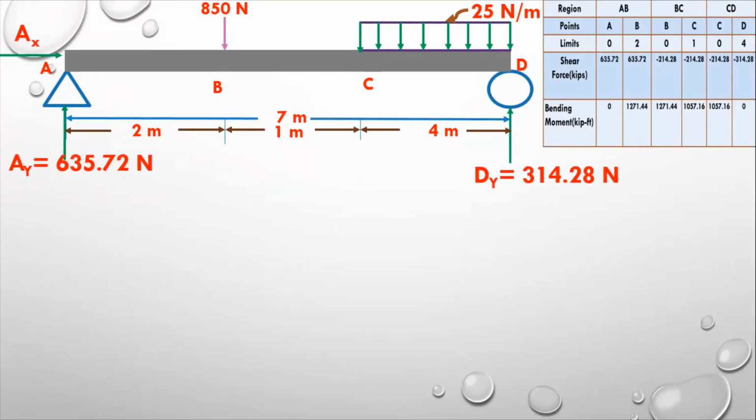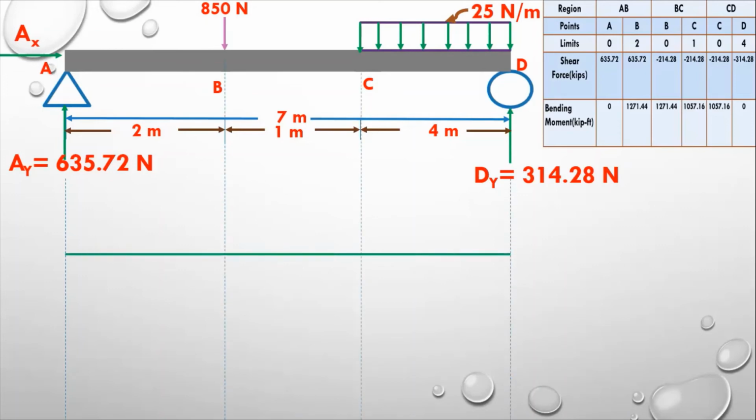And dy is coming, we have calculated 314.28 Newton. Now we have to drop the offsets from point A, point B, point C, point D. So the first line is the shear force line, and then we have the bending moment line. So what we have to do is construct the shear force and bending moment diagram. Initial value 0, final value 0 for shear force. For bending moment, initial value and final value is also 0.